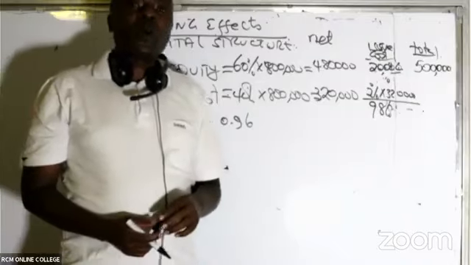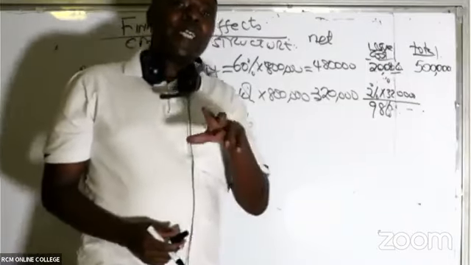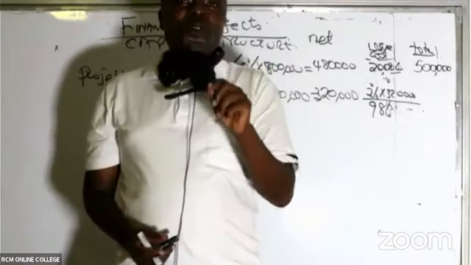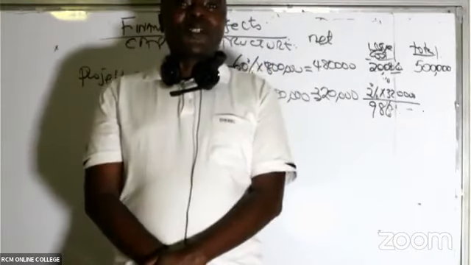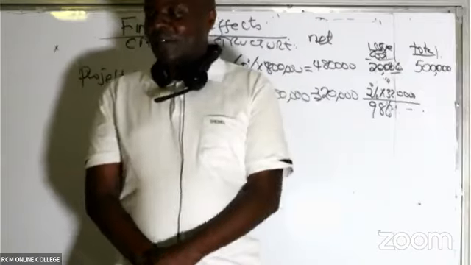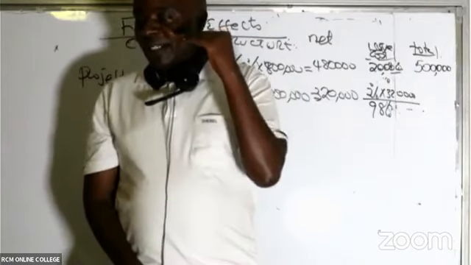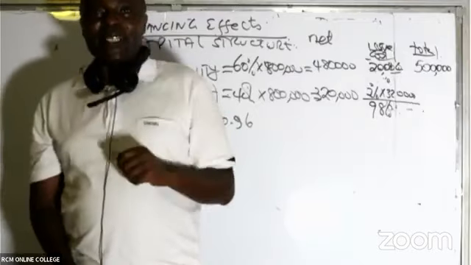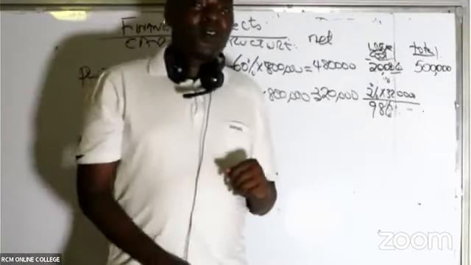So when you go to a question, and then you are told that this figure is net of 10% issue cost, then the issue cost will be what over what? If it's net of 10%, it will be 10% over 90.